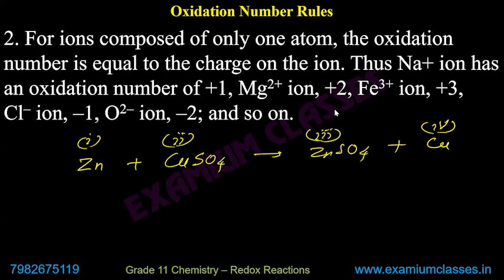Now, if I modify this example and I write it like zinc plus CuSO4, where copper has a +2 charge and SO4 has -2, so now I write it in this form. Now tell me the answer.